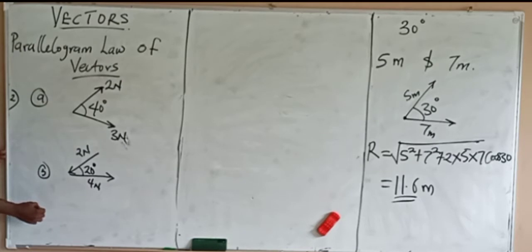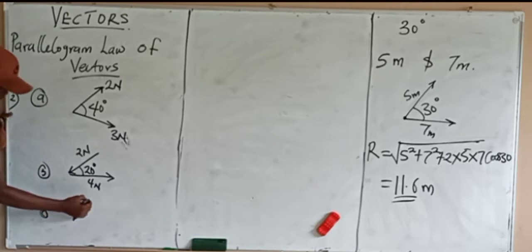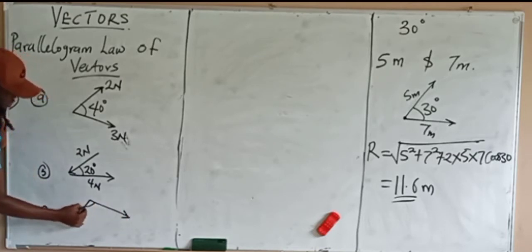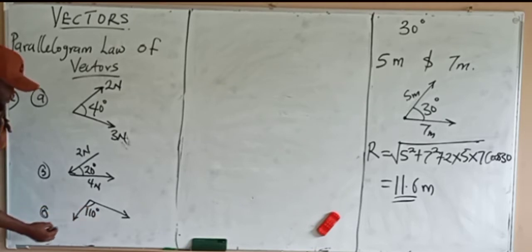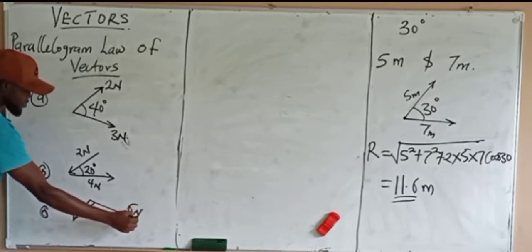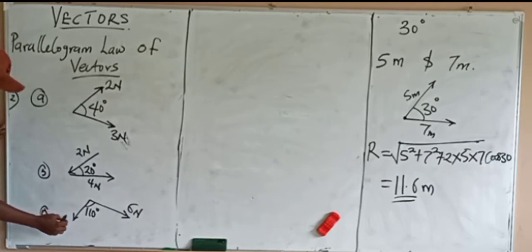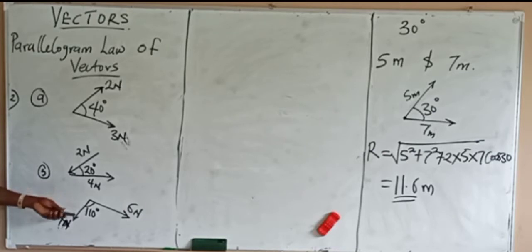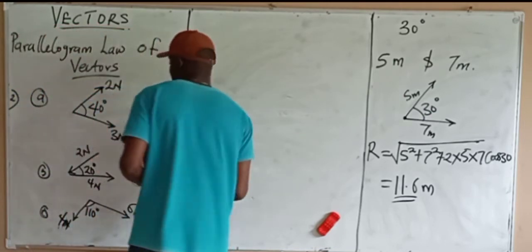This will be the resultant. You see how it's like this. Then for the last one, the angle is 110 degrees, with 26 newtons and 8 newtons, and let's say 24 newtons will be the resultant. You can decide to use these questions to verify the answers.